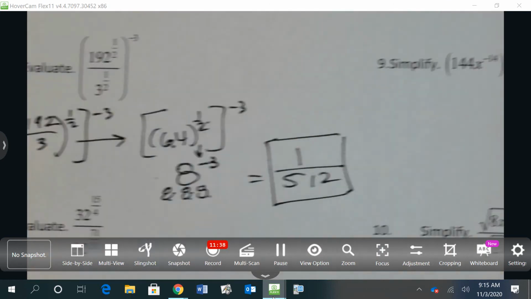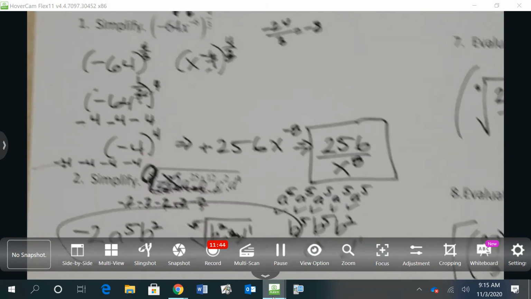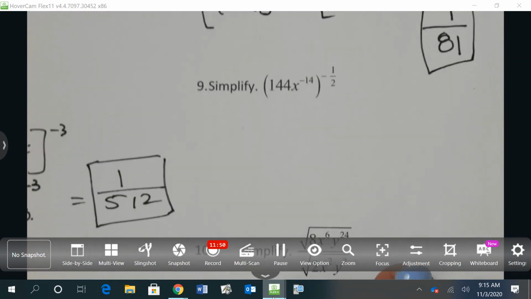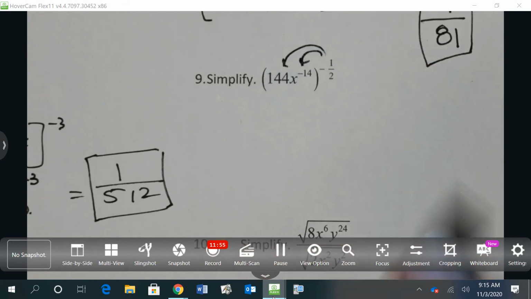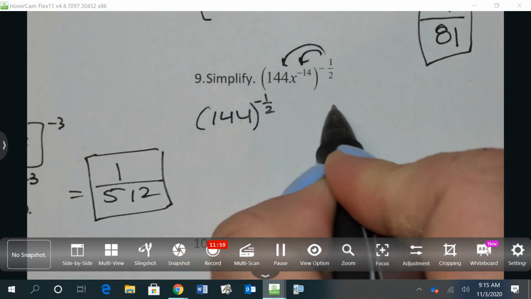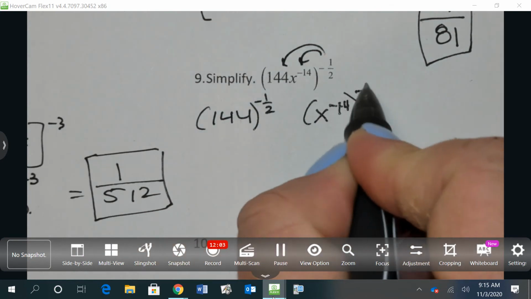Okay, I'm going to go on to number 9. Number 9 is just like the first problem we did today. I need to apply that outside exponent to both things on the inside. So I have a -1/2 that's going to be applied to both. So I have 144 to the -1/2 and x to the 14 to the -1/2.